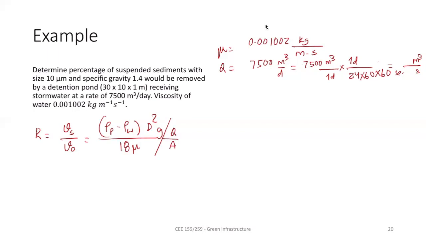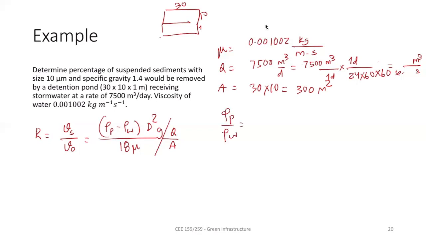So Q is given. Area is the top surface area, that's 30 by 10 by 1, so 30 times 10 would be 300 meter square. So you know Q, you know everything else. Specific gravity is given, and specific gravity means the ratio of particle density to water density, given as 1.4. So that means the particle is 1.4 times heavier than the water.